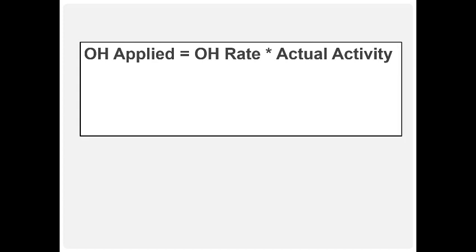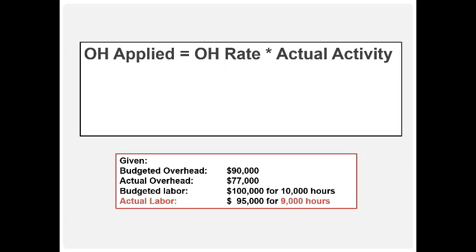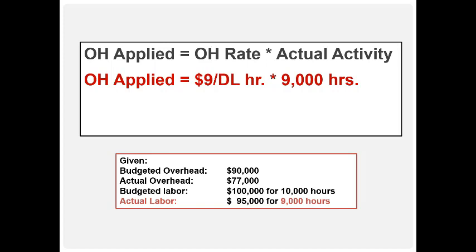Now we can apply overhead using the formula: overhead applied is equal to overhead rate times actual activity. We actually worked 9,000 hours, so we'll take $9 per direct labor hour times 9,000 hours actually worked. Overhead applied is $81,000. This is the amount we will assign to work in process inventory as our estimate of the overhead costs that should be incurred.